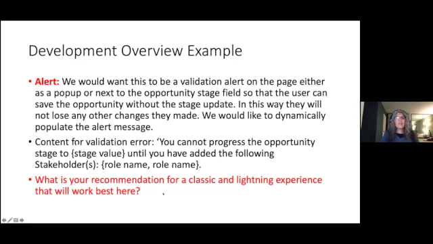And then I might ask them, what's your recommendation for a Classic and Lightning experience that would work best here? The developer at this point might say to me, we could have a pop-up with the available contacts and just prompt them to add a contact role then and there. Or, if you haven't discussed that with the business owner, you could go back to the business owner, or you could say, yeah, we talked about that, but it's too expensive in terms of time and resources. So we're just going to go easy with a validation alert right now.